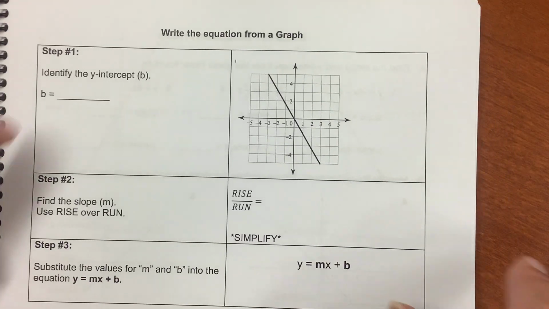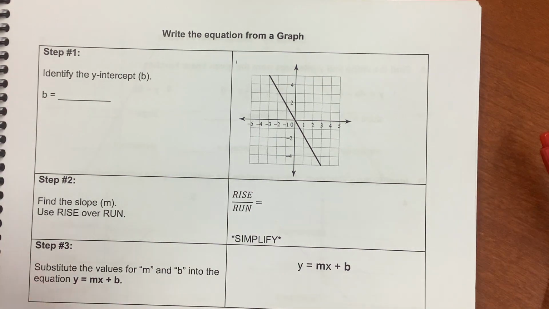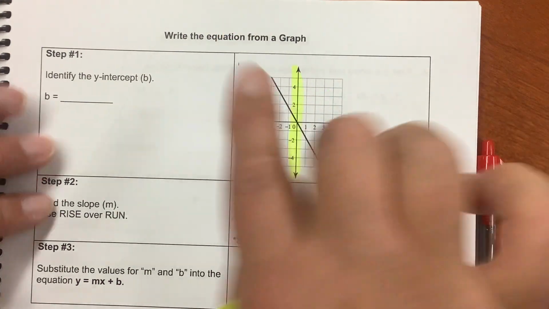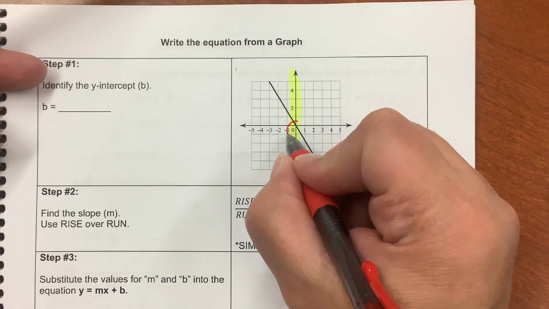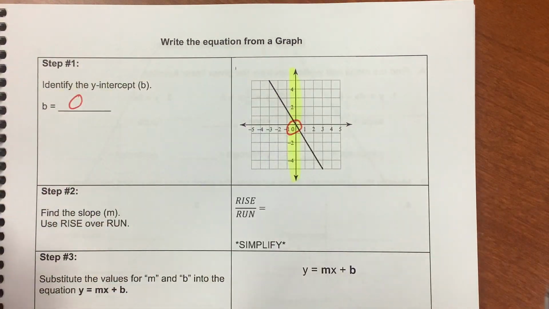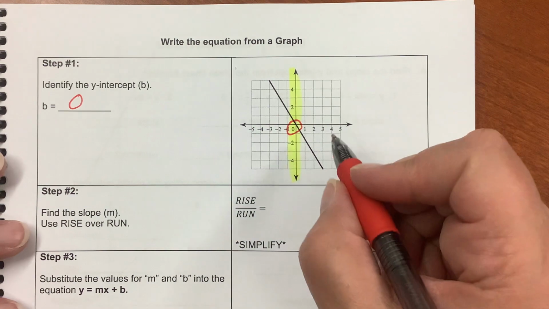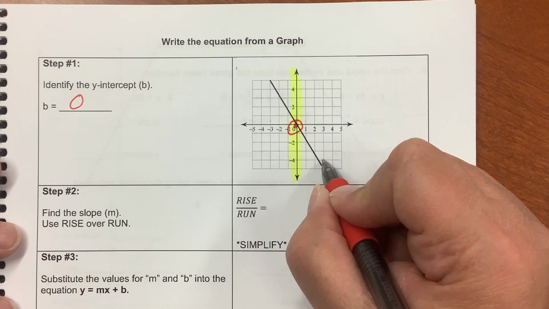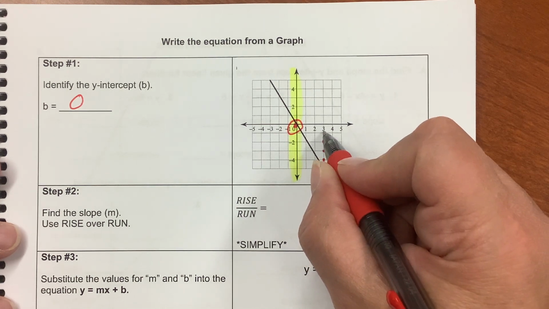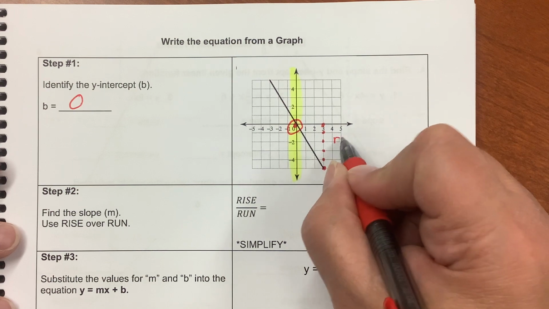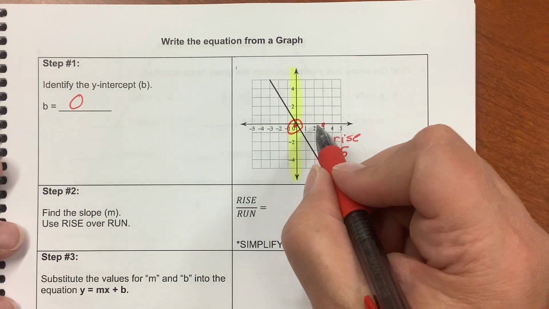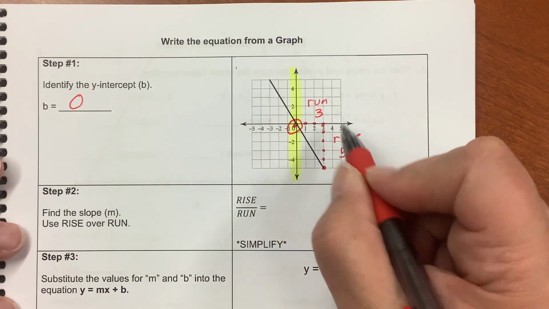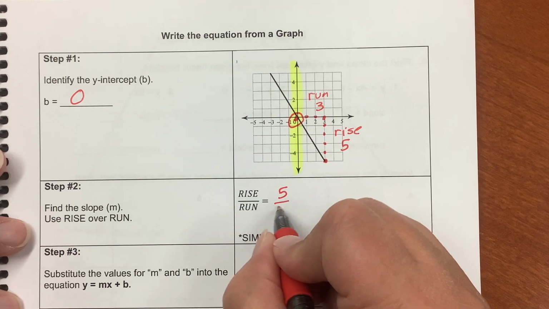Let's talk a little more. Identify the y-intercept. Oh, well, first I'm going to highlight that. Here's my y. Here's where it intercepts. Right there at 0. My y intercepts at 0, so B equals 0. Rise and run. Oh, I can do that. Here's a point, and I know it intercepts here, so let's count. 1, 2, 3, 4, 5. My rise is 5. Turn left. 1, 2, 3. My run is 3. Rise over run. 5 over 3.